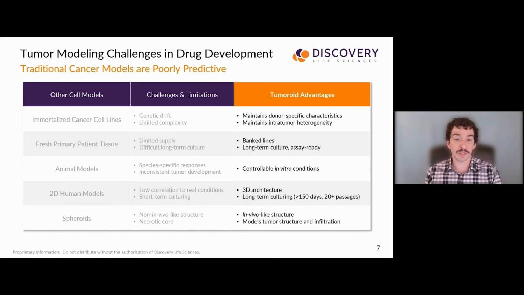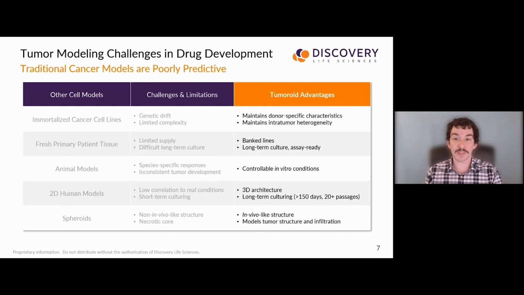And so unlike those traditional models, which often fail to fully replicate the human tumor complexity, tumoroids do maintain the original tumor's genetic diversity and more accurately mimic its behavior by maintaining those donor-specific characteristics and intratumor heterogeneity. They preserve the tumor physiology in 3 dimensions, providing a much more realistic and predictive platform for drug testing and cancer research. In short, tumoroids can better bridge the gap between traditional models and real-world clinical outcomes, offering a more reliable way to assess treatment responses and predict patient outcomes.